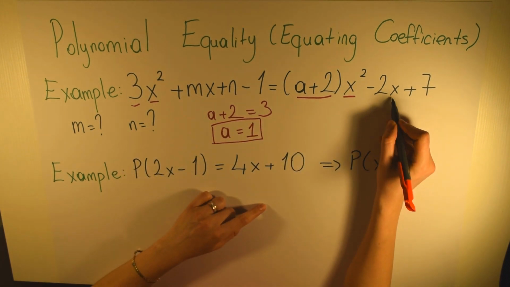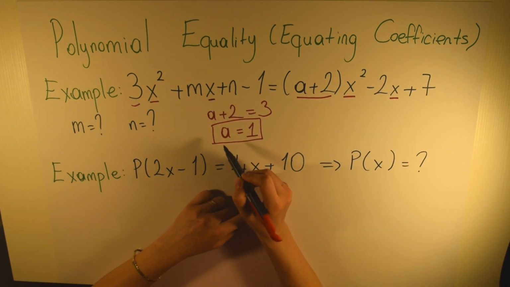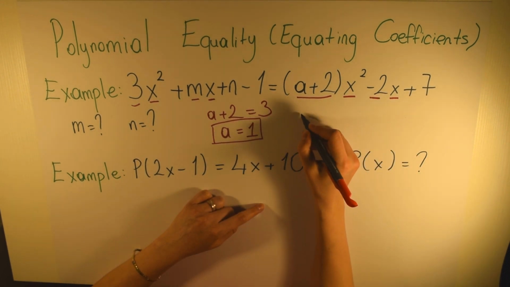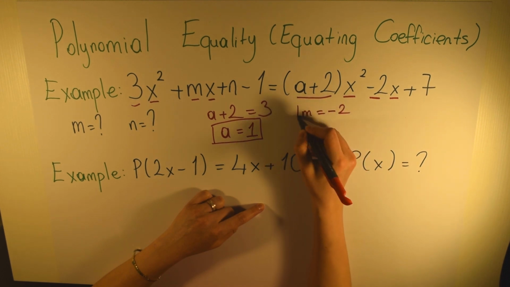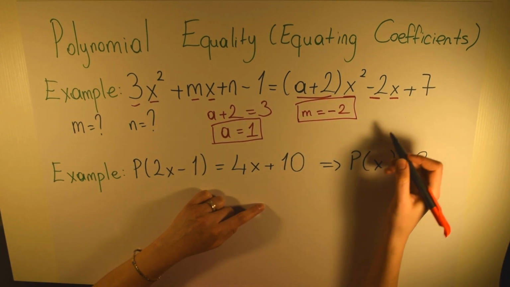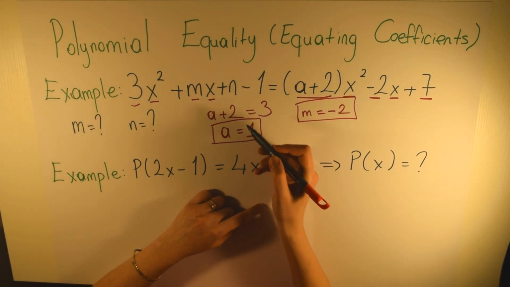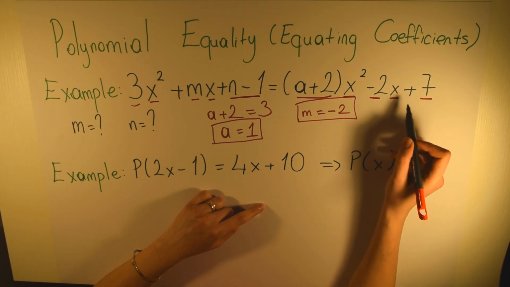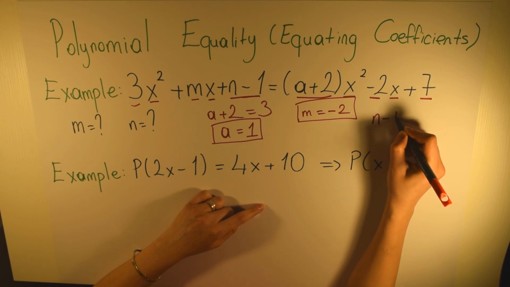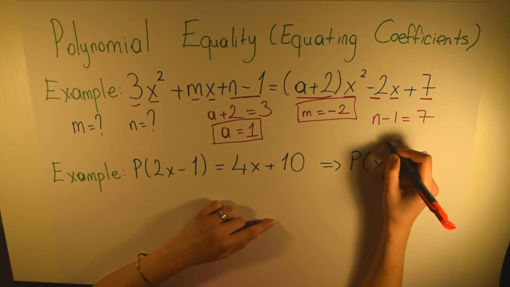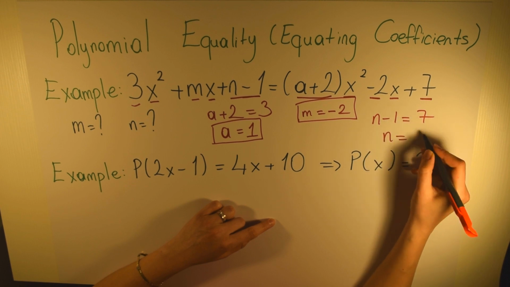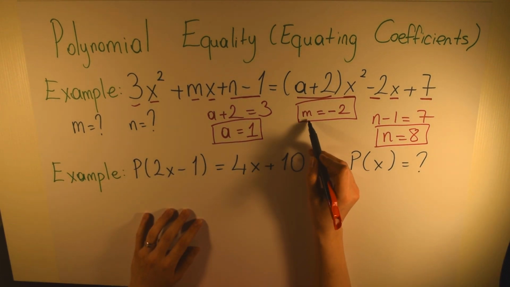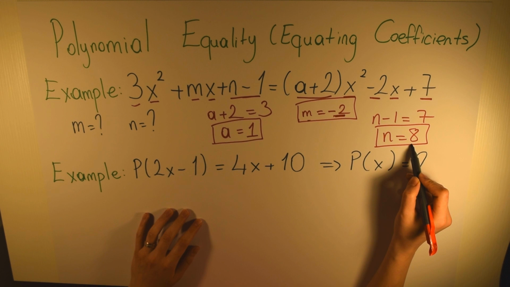And then let's continue. We have here x and we have here mx. So this means m has to be equal to minus 2. M is equal to minus 2. And as a coefficient, we have here 7, and we have here n minus 1, right? This is our constant term. So here we have 7. It means n minus 1 also has to be equal to 7. And from here we will get n is equal to 7 plus 1. We will get n as 8. This is, as you can see, very simple. So we find m is minus 2 and n is equal to 8.